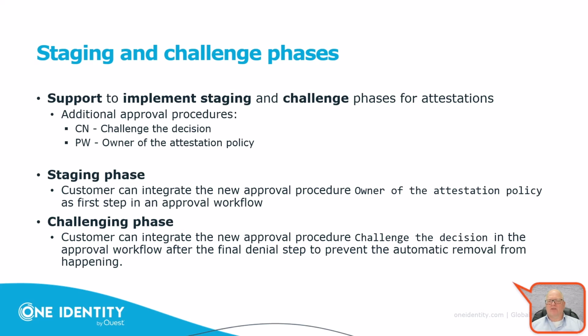Yeah, for example, there is an approval step, challenge the decision, which means another person is now able to say, yes, that automatic deprovisioning process for that specific assignment, that is what I want. Yes, I approve. And with that, that approval will go further. And another approval procedure was created as well, which you can see there, which is the owner of the attestation policy. With both, it's possible to have staging phases and challenge phases during the attestation.